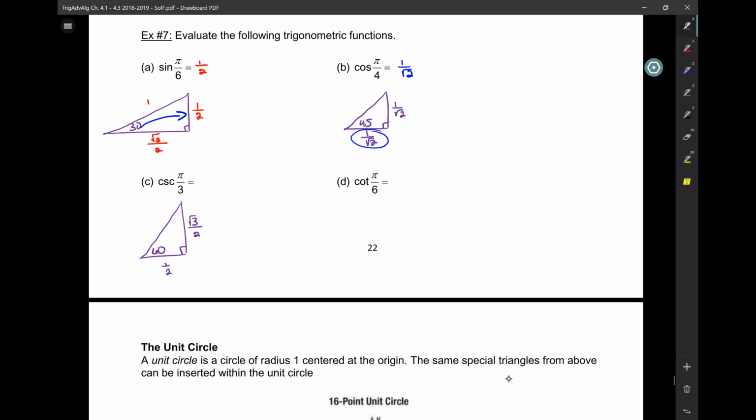Okay, now cosecant, is that like the sine or the cosine? Sine. So we're going to take this and take the reciprocal. 2 over root 3.